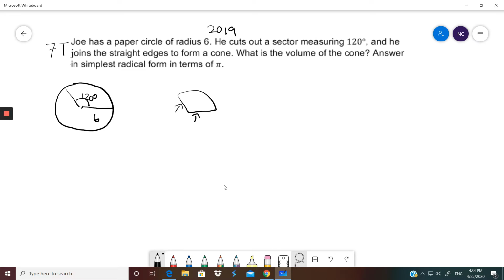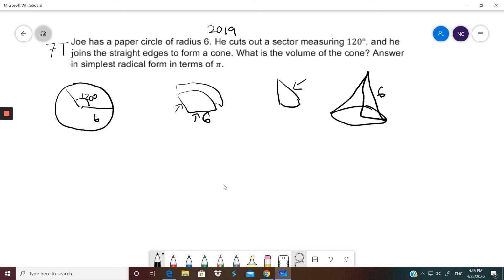So what happens is this entire length here, that's going to become the circumference of the base. And this part is going to be this part of the cone, the slant height, this part. So that we know will be 6. So if we draw the cone out already, that's a bad cone. I'll draw another cone. So let's say you have a cone. Okay, so we already know that the slant height is going to be the radius, which is 6.